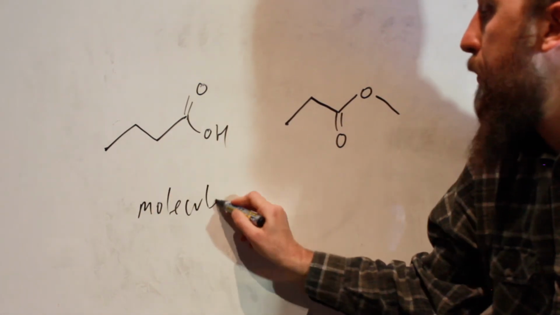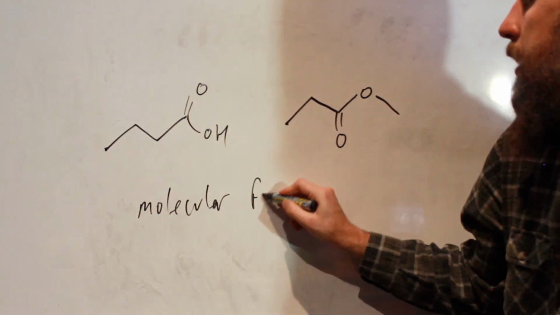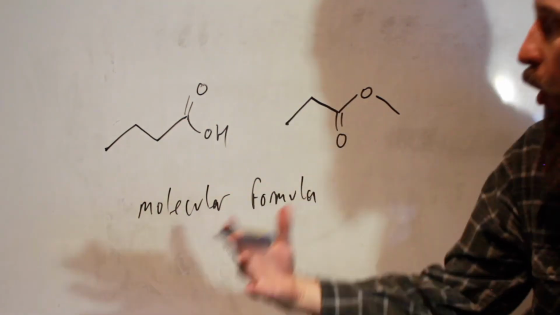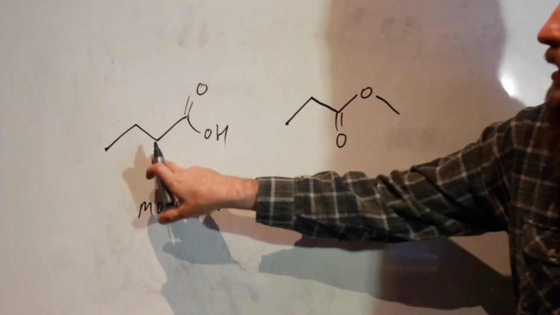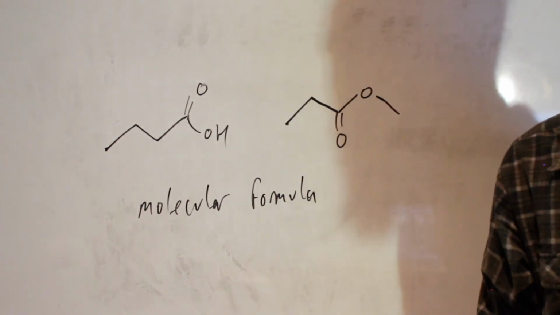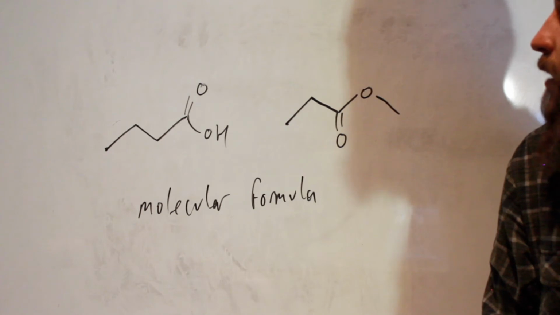I've drawn up two skeletal formulas. Notice the zigzags are showing the hybridization. So if this is the butanoic acid and if this is the propylmethanoate, what is the molecular formula? Pause now, work it out, and then we will check.